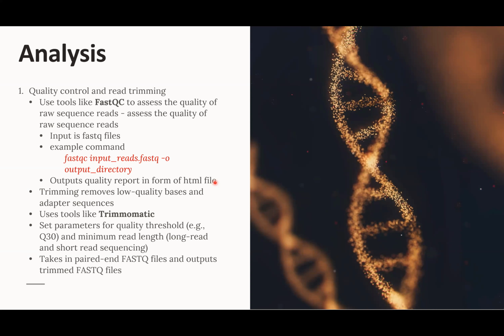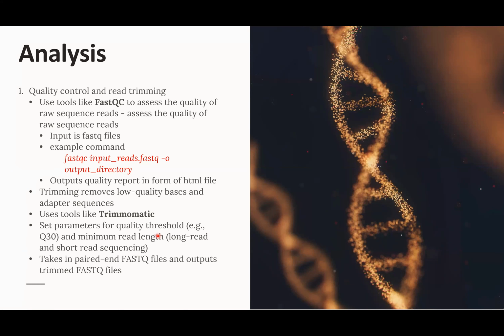So if you find that you have some low quality reads, which happens usually at the beginning of the DNA sequence, you can do trimming. So this involves removing low quality bases and adapter sequences. So adapter sequences are sequences that are used in library preparation. It's usually the opposite of the template strand. So it's like replication, but it's synthetic.